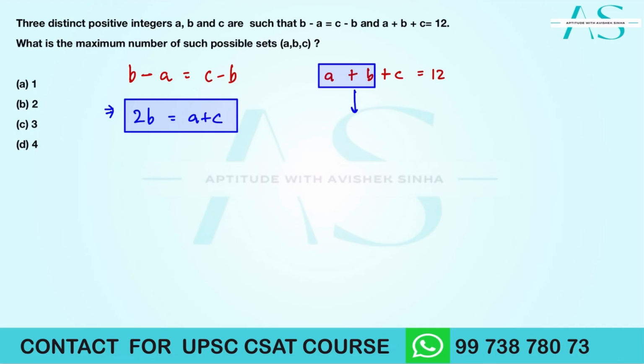ये यहाँ पे आ गया. a plus c now. So a and c can be replaced with 2b and this b is down.